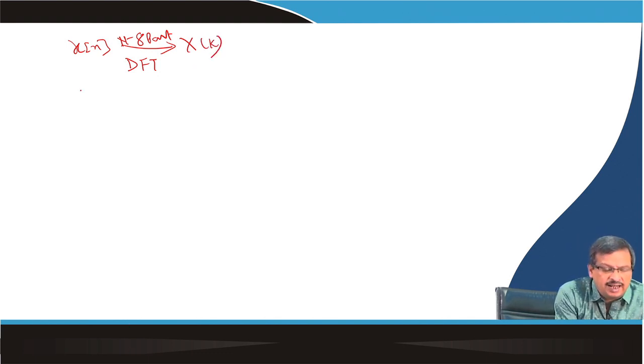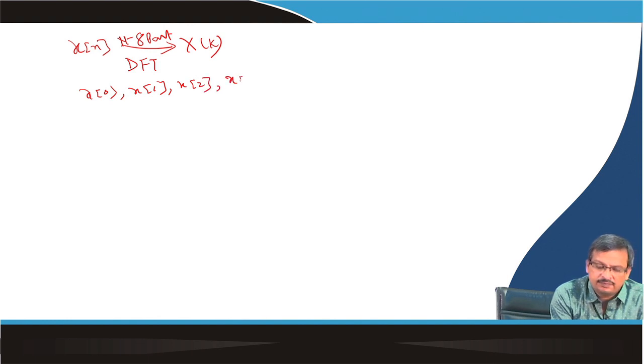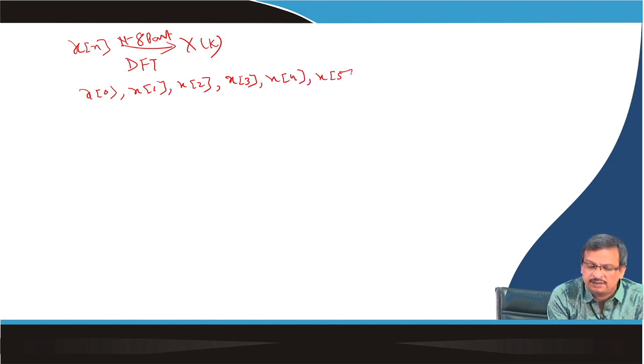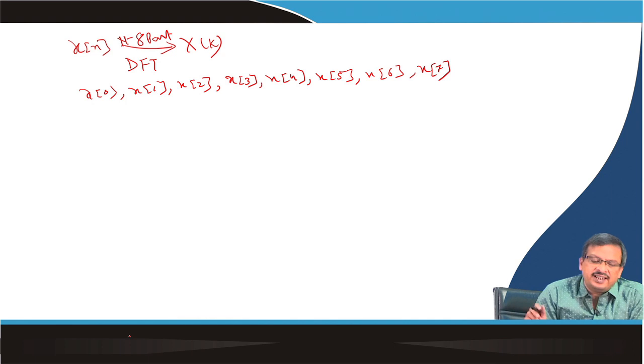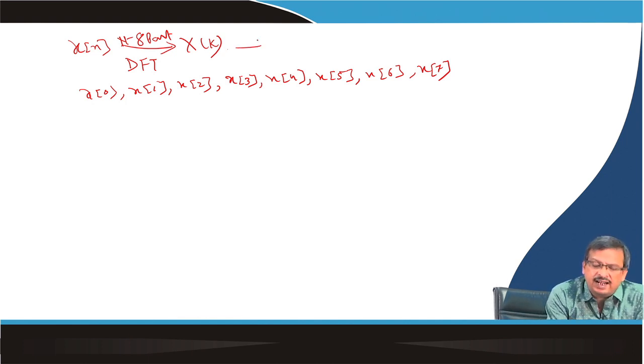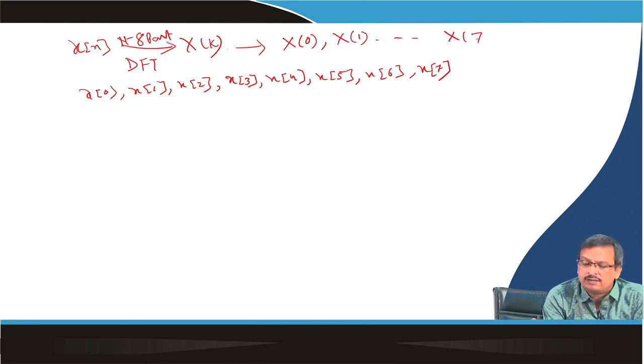So, what are the signals there? x of 0, index 0, x1, x2, x3, x4, x5, x6 and x7. So, there are 8 signals. Similarly, X[k] also has X0, X1, up to X7.